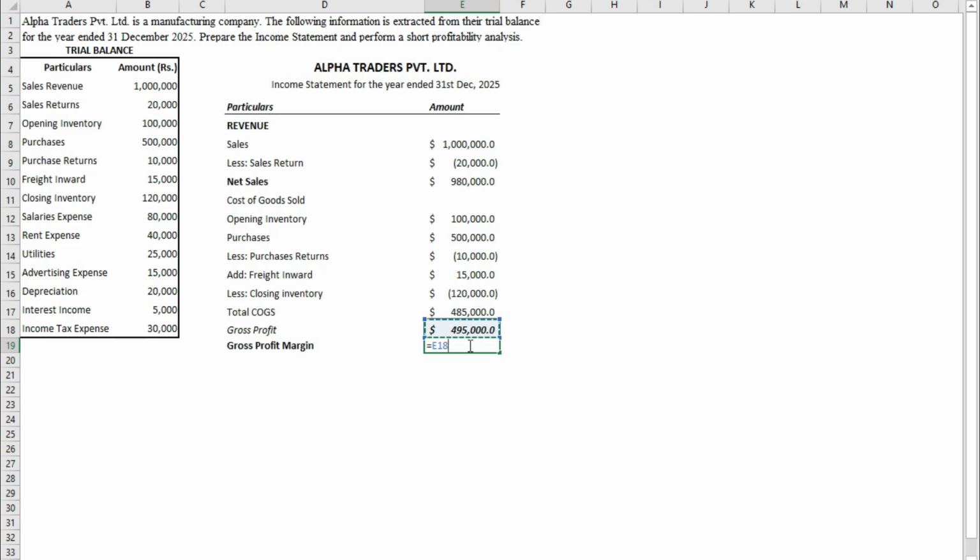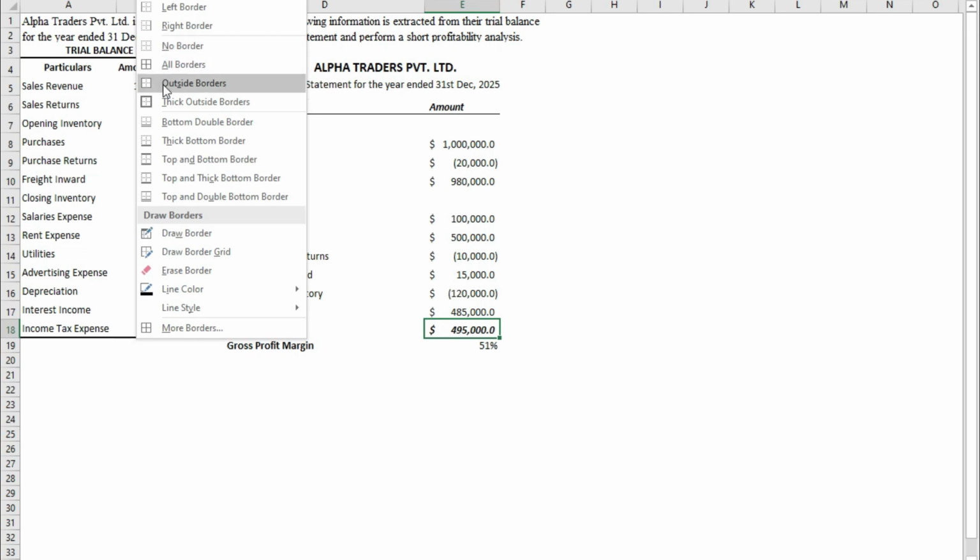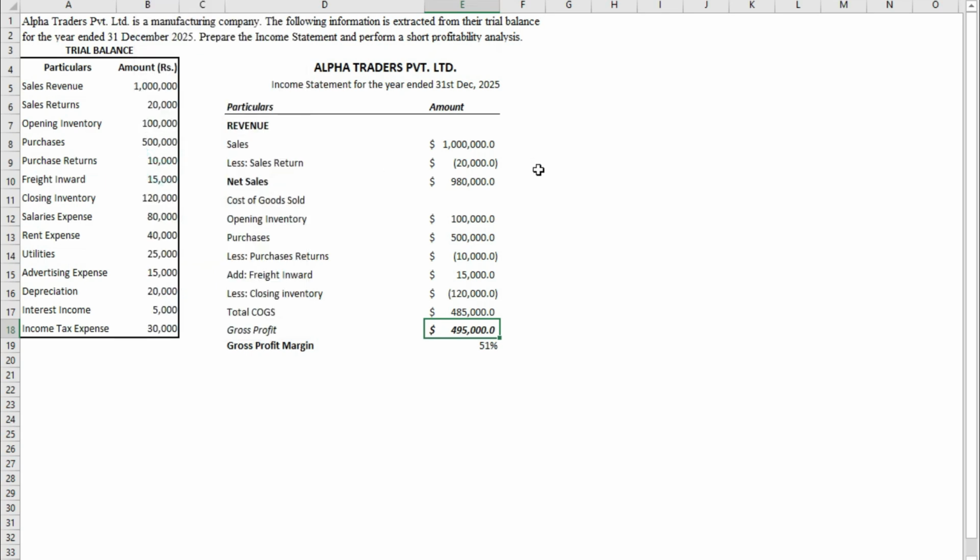Actually, this is gross profit divided by our net sales. So this is our gross profit margin. You make this into a percentage. This is 51%, our gross profit margin. We will analyze it in the end. And now just add something like borders here, top and bottom, here as well, here as well. It looks very good now. Now what comes, it's the operating expenses.